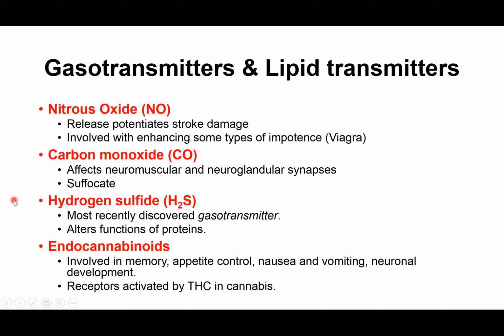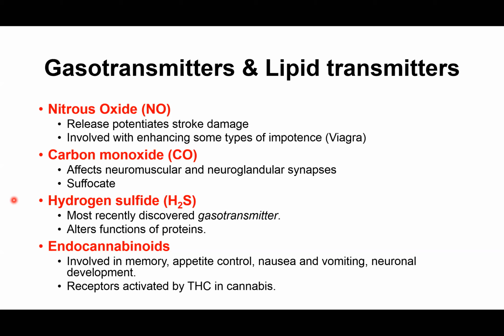So this next chemical class, they're called gasotransmitters and lipid transmitters. It's a super interesting class because it brings about the idea that something as simple as gases can cause communicating signals between neurons. It's kind of incredible. But an example here would be nitrous oxide, which the release of nitrous oxide potentiates stroke damage. And the release of nitric oxide is also involved with enhancing some types of impotence. So basically, this is how Viagra works.